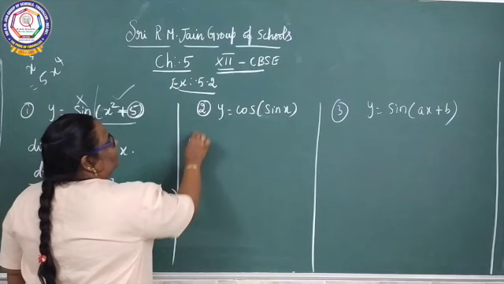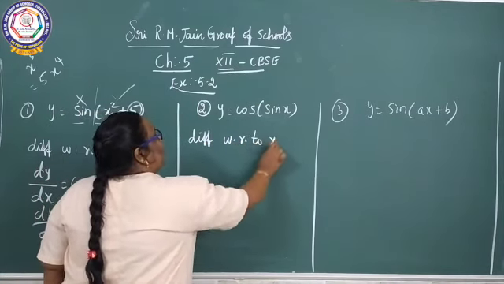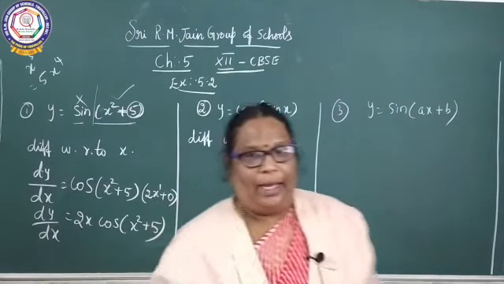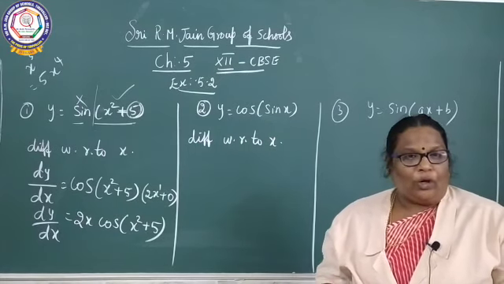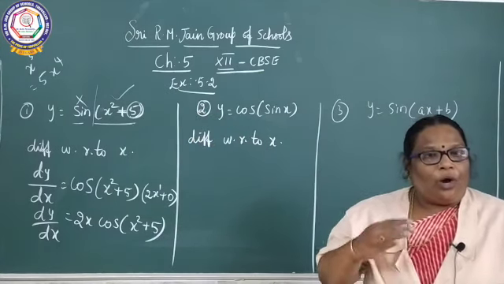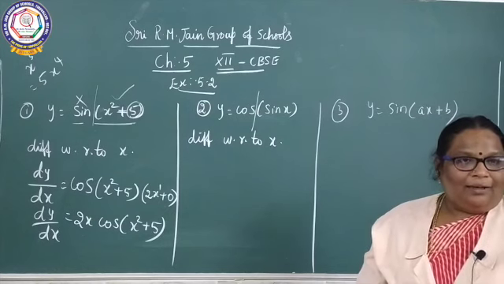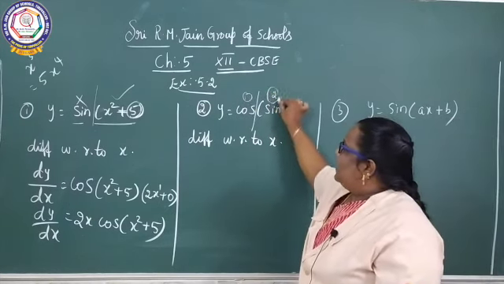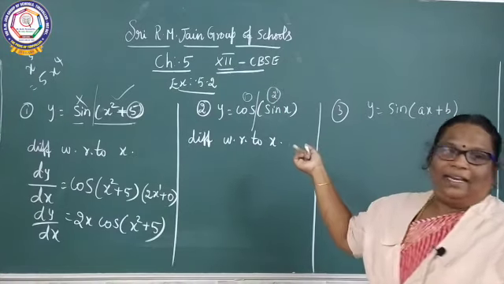See the next one. Differentiate with respect to x. How many terms are there? They are not given cos x, they are given as cos of sin x. First you can take it as cos x. This is the first term and this is the second term. Okay, so cos of sin x.